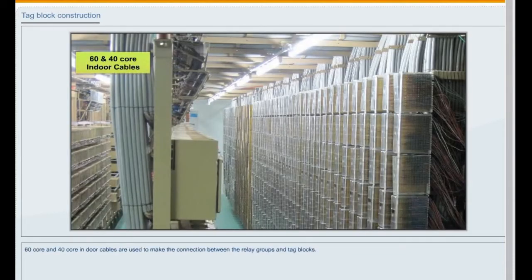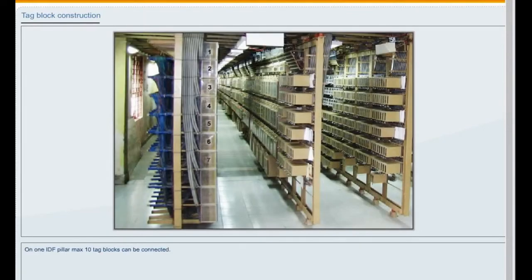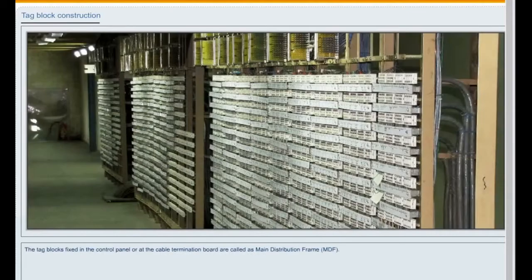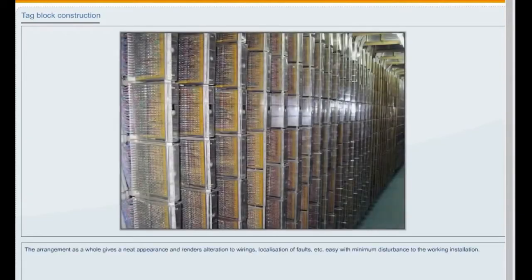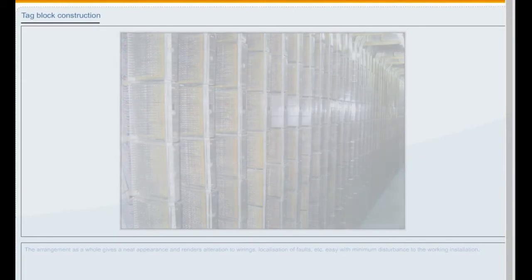60 core and 40 core indoor cables are used to make the connection between the relay groups and tag blocks. On one IDF pillar, a maximum of 10 tag blocks can be connected. The tag blocks fixed in the control panel or at the cable termination board are called the main distribution frame, that is, MDF. The arrangement as a whole gives a neat appearance and renders alteration to wirings, localization of faults, etc. easy with minimum disturbance to the working installation.